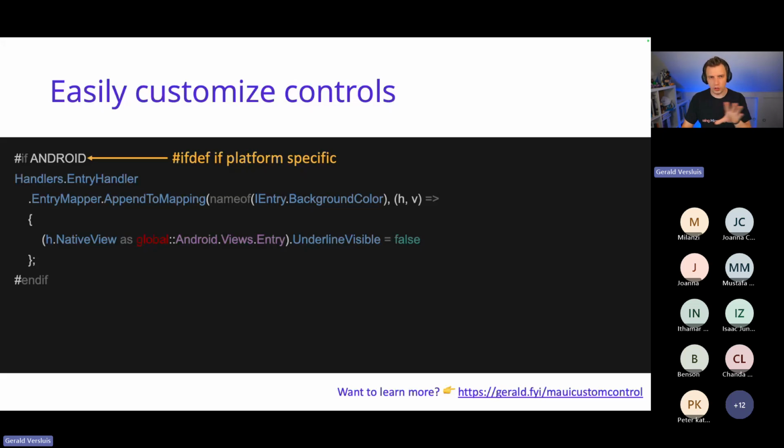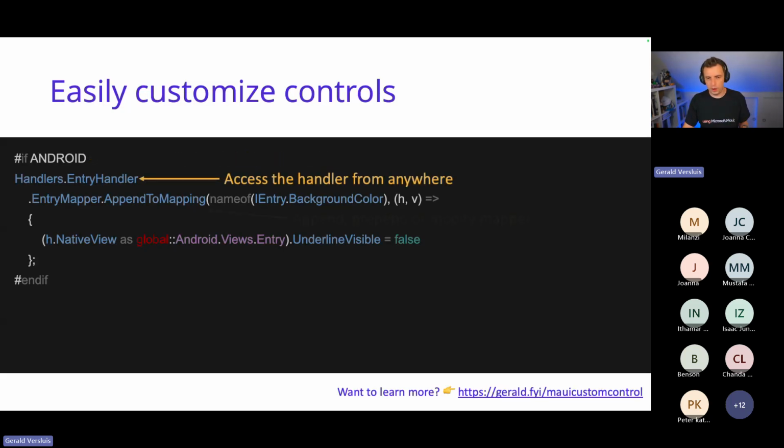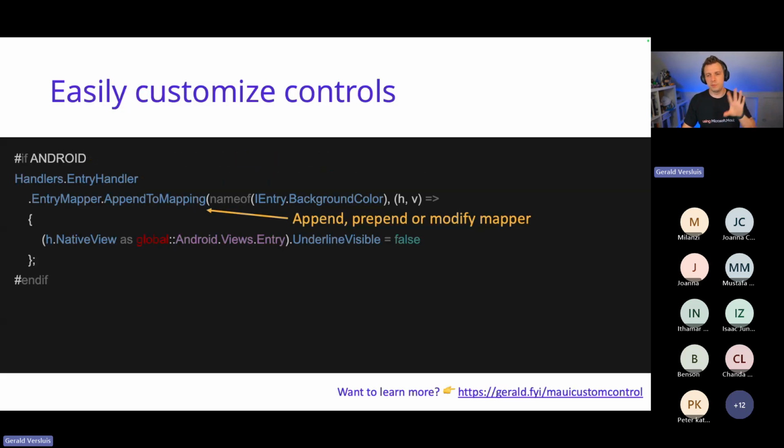You can also use partial classes, again, a little bit more advanced, because now you're suddenly using these Android namespaces, right? So you see Android views entry. This is not going to compile on iOS because iOS is like, Android namespaces? What are you talking to me? What's this? So you want to make sure that you're only compiling this for Android, access the handler from anywhere because it's a static, and then you can append, prepend, or modify the mapper. It's kind of like playing with where this should be applied. Not really important right now.